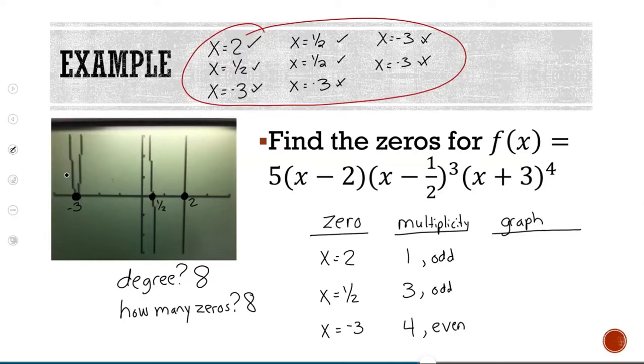So if we have an even multiplicity, I'm just going to jot that up here. If we have even multiplicity, the graph should touch the x-axis. It doesn't cross it, but it should touch it. If we have odd multiplicity, the graph should cross it.